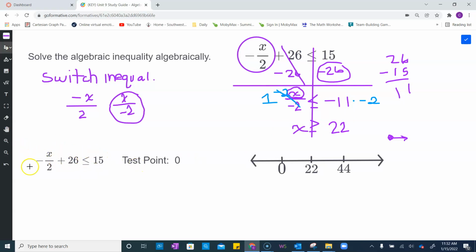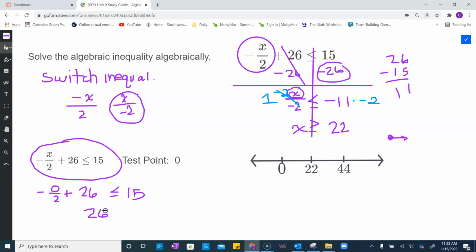So I'm going back to my original inequality. It's right here. I'm going to use my test point 0. I'm going to plug it in, and then I'm going to do the math. 0 is nice to use because we can do a lot of that math just in our head. We don't actually have to write out the steps. So 0 plus 26, well, that's 26. 0 divided by 2 is 0. 26 is less than or equal to 15.